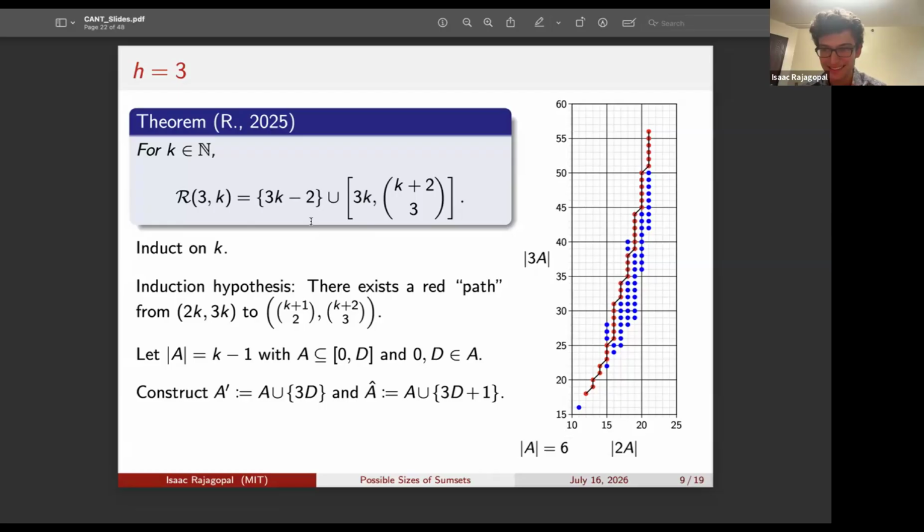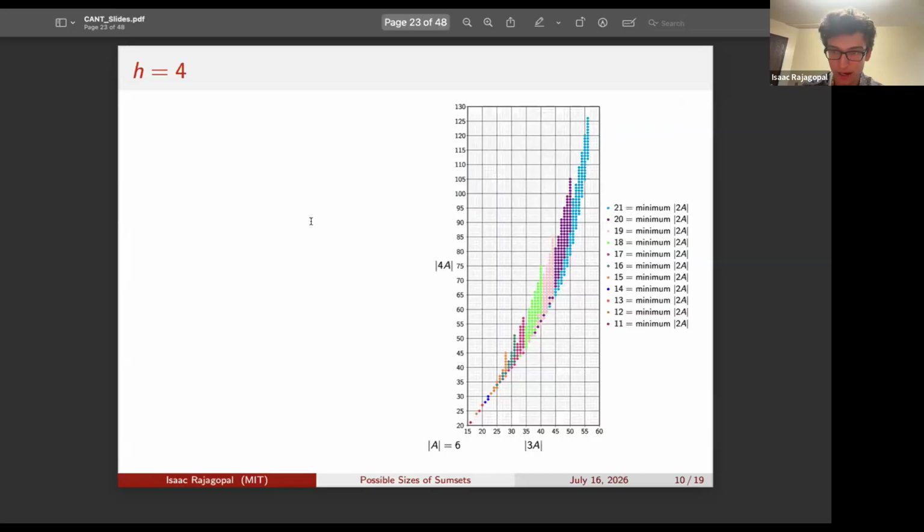Okay, so what's next? The obvious thing to do is to try to extend this to h equals 4. So with h equals 4, the plot becomes more complicated. You should think of this as a 3-dimensional plot. So the y-axis is the size of 4A, the x-axis is the size of 3A, and the color is the size of 2A, where here we look at all the sets of six integers. So, as we saw in the previous slide, the x-axis variables vary from 16 to 56, with 17 missing.